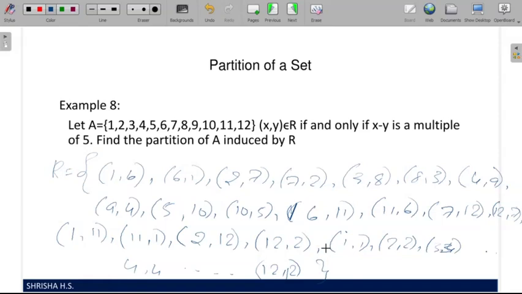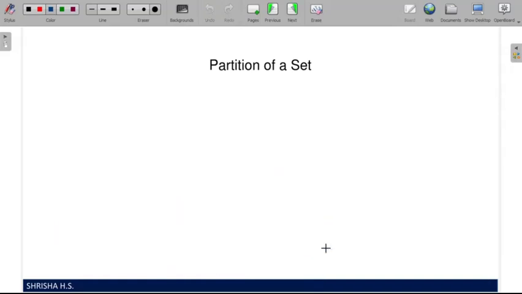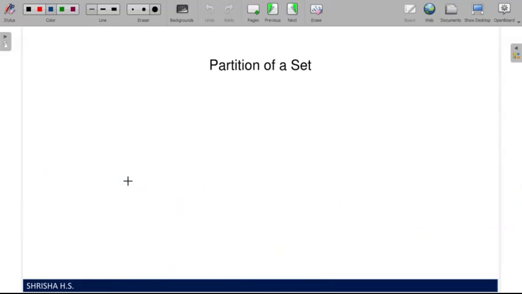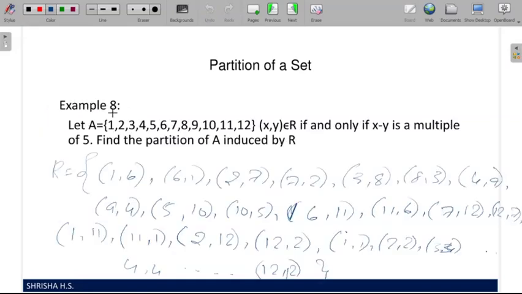Now we have to make out the partition. So let's take the first one. For the equivalence relation, 1 is in the second place. What is the first element? 1.